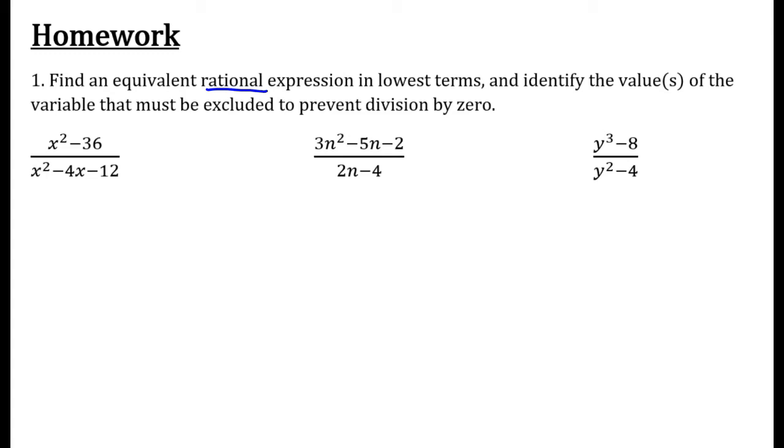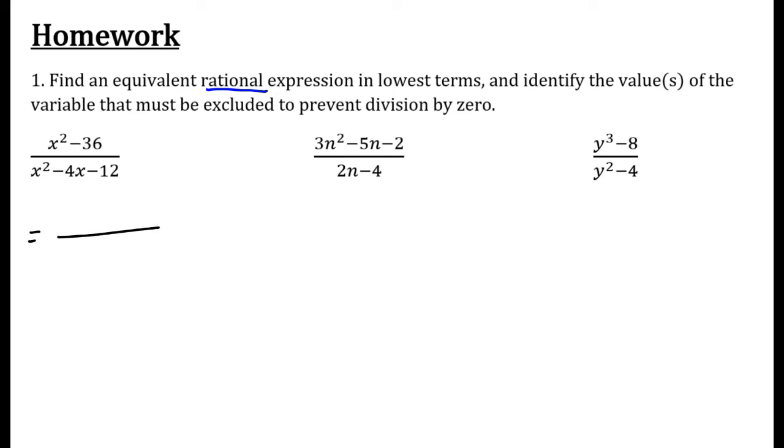So find an equivalent rational expression in lowest terms and identify the value or values of the variable that must be excluded to prevent division by zero. So I want to know, when is it undefined? So we've got two things here. Simplify it and then say, when is it undefined? So let's tackle this first rational expression. Our game plan is to factor these expressions.